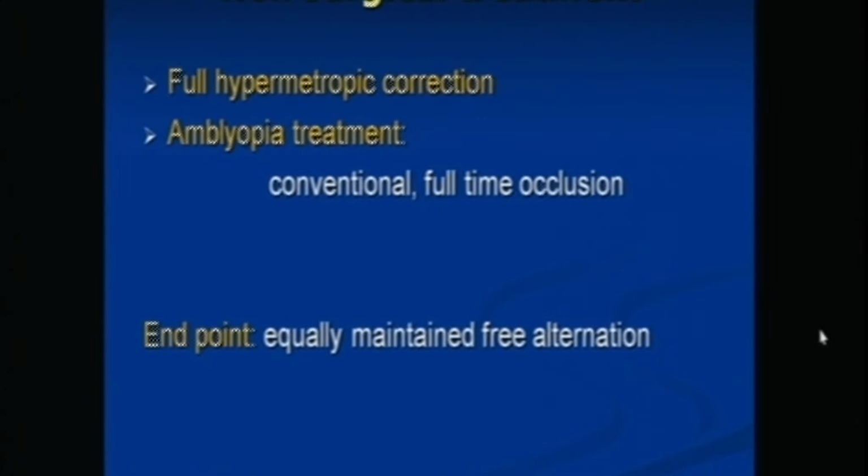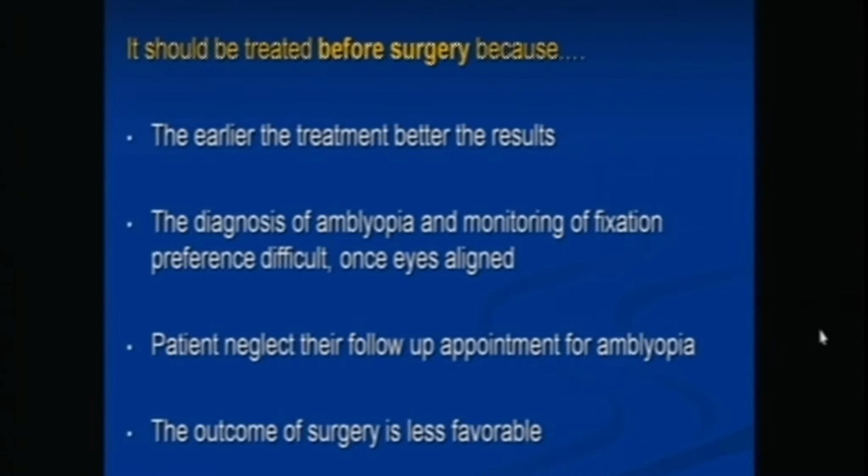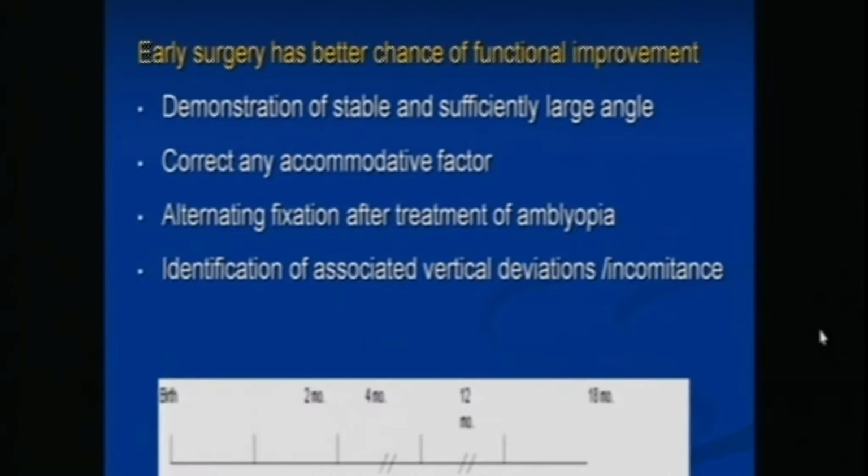The treatment is hyperopic correction, manage amblyopia if it exists. Once it's freely alternating, go for surgery. Treat amblyopia before surgery, because the results of surgery are better. You can monitor amblyopia by the alternate squint and identify when the endpoint of equal vision is achieved. And of course, once you operate, the parents tend to neglect and may not follow up for amblyopia.